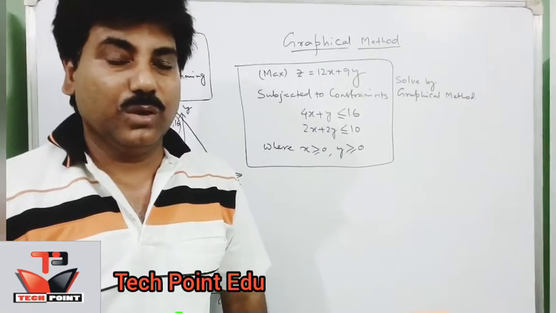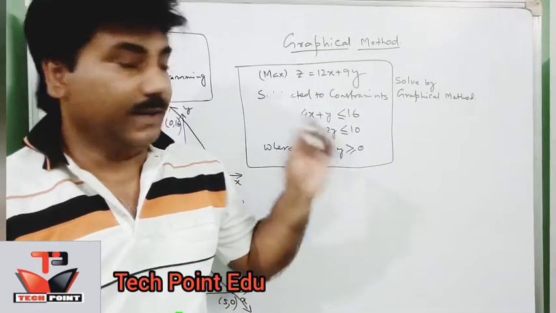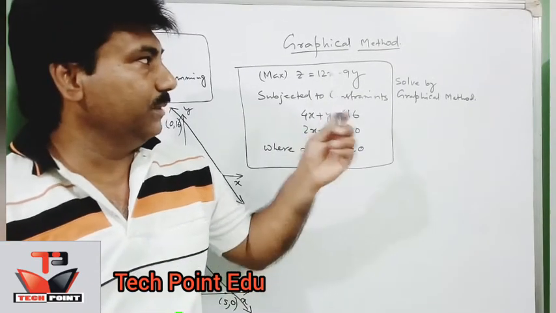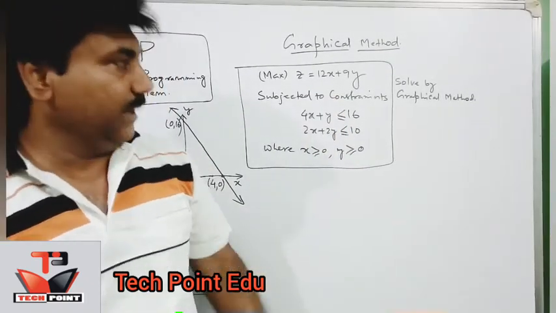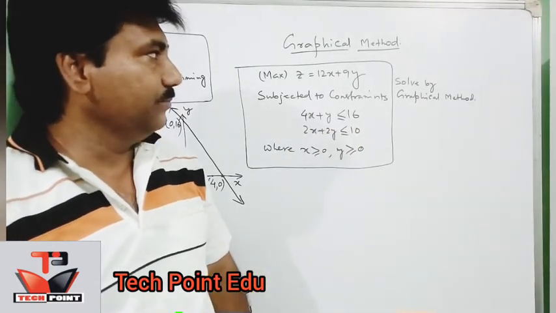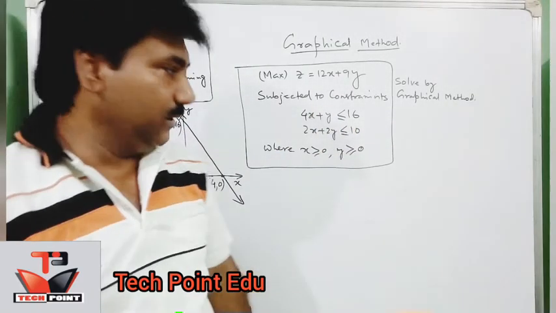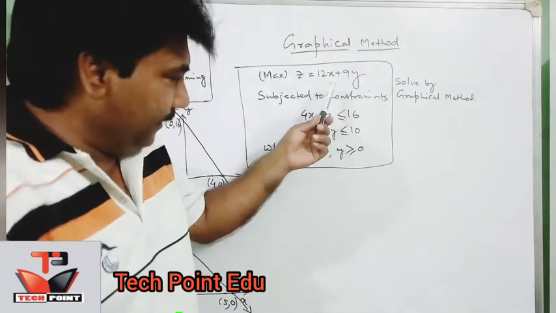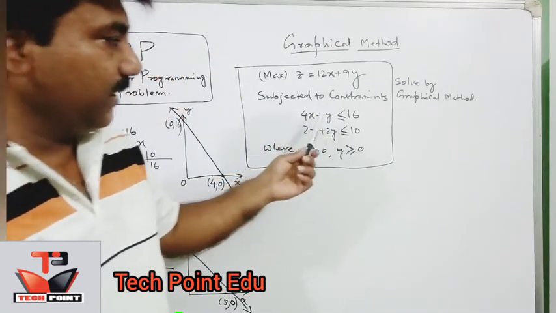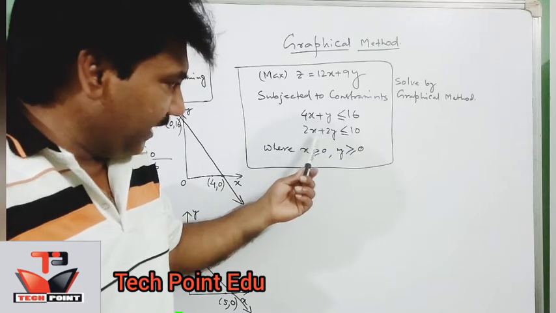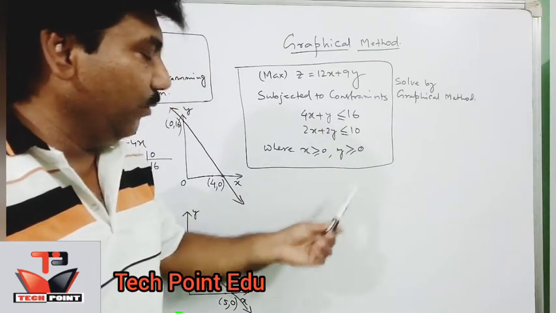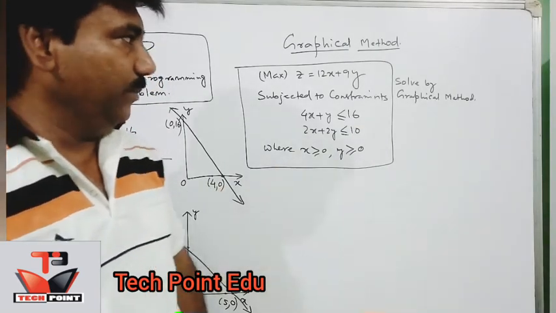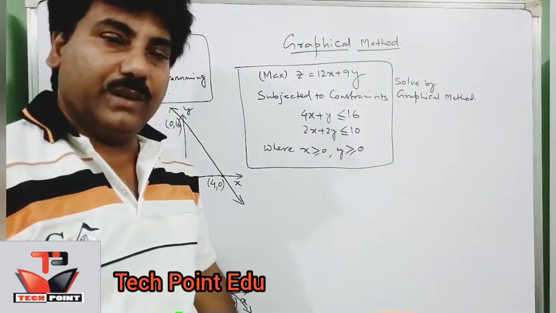Now we are in the second part. That means a formulated LPP will be given to you, and you have to solve it by graphical method. Take one LPP problem I have written here, and we have to solve it by graphical method. The problem is maximize Z, the objective function, that is 12x plus 9y, subject to the constraints 4x plus y is less than or equal to 16, and 2x plus 2y is less than or equal to 10, where x and y are the decision variables that are greater than 0. This is a formulated LPP that I have to solve by graphical method.